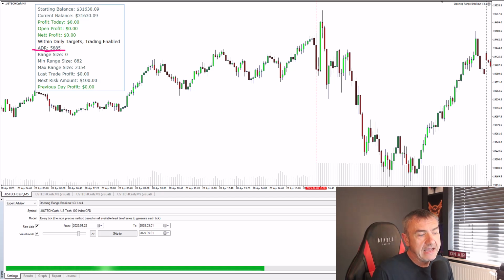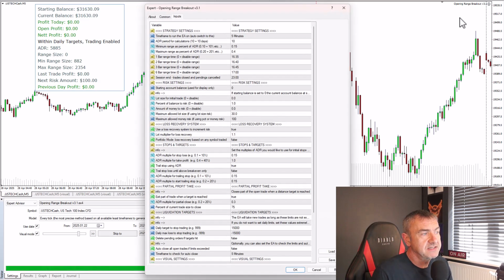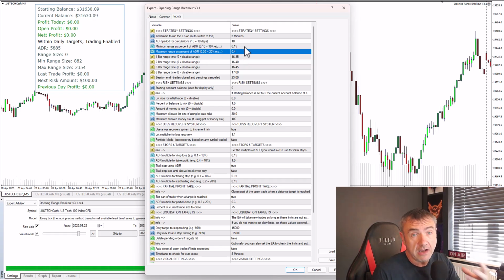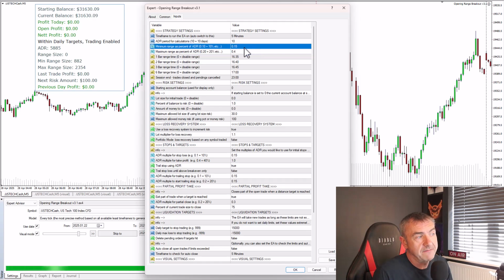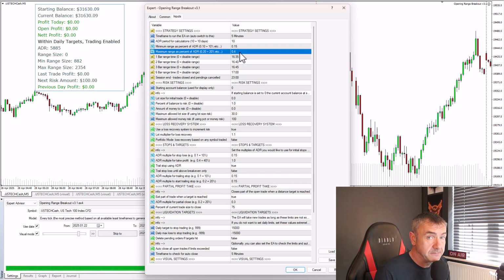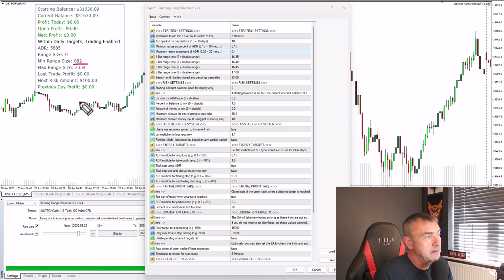So when you set the EA up in the settings, you can set the minimum range and the maximum range as a percentage of the average daily range that you would like to trade. For me personally, I have it set at 15 or 0.15, which is 15% of the average daily range. And the maximum range I want to see is 40%. You can see that the EA plots the minimum range that we are going to trade today is 882, and the maximum range is 2354. That is 15% and 40% of the average daily range.